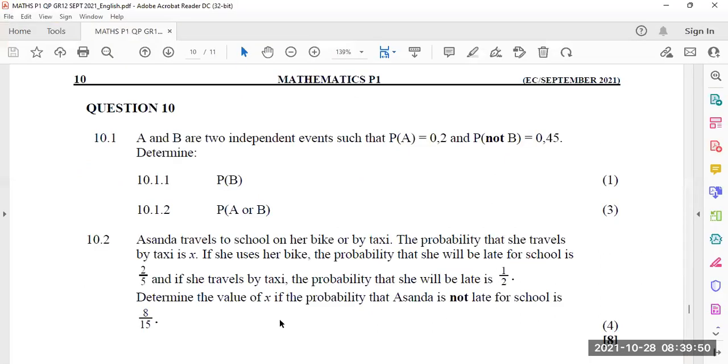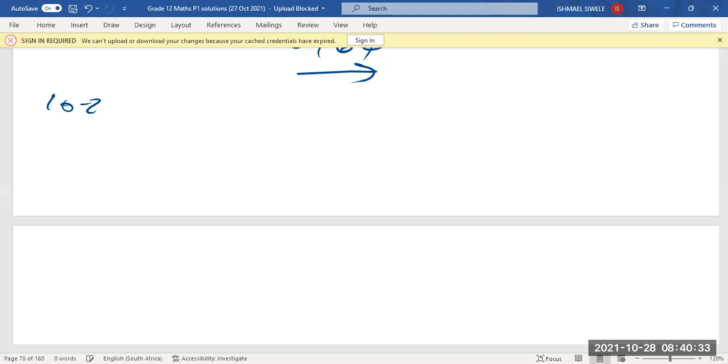10.1.2. Now you're looking at 10.2. So with probability, you have to understand the statement and be able to solve questions using the tree diagram technique. Okay, and this is one thing that I've just seen with this question here. What does it say? It says Asanda travels to school on her bike or by taxi, right? The probability that she travels by taxi is X. So you are being given information that you're supposed to take down there. Okay, so 10.2. Now I said it's very, very important that you familiarize yourself with using a tree diagram.